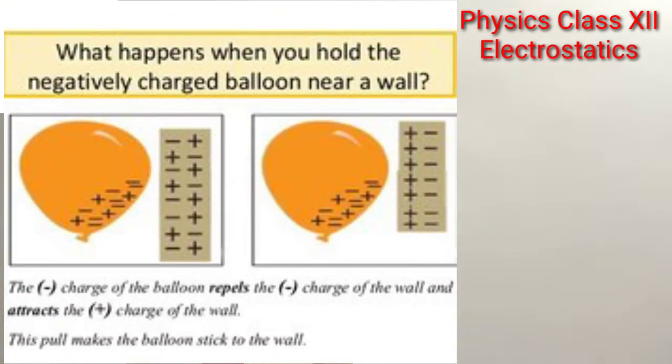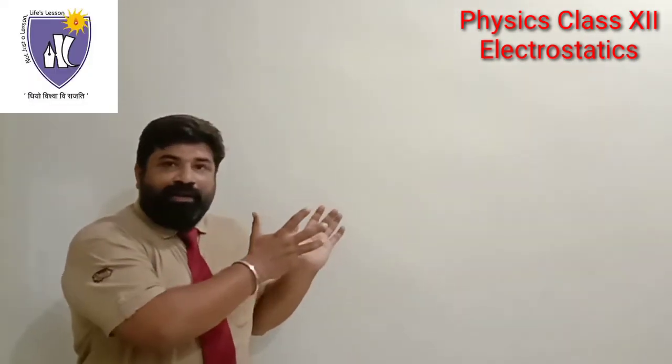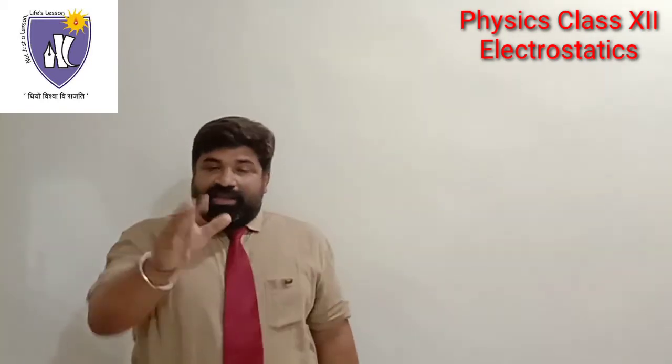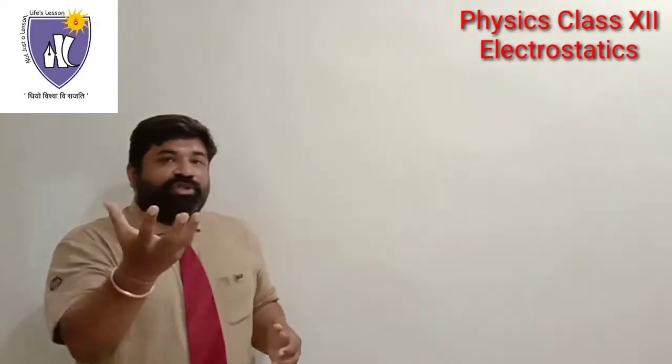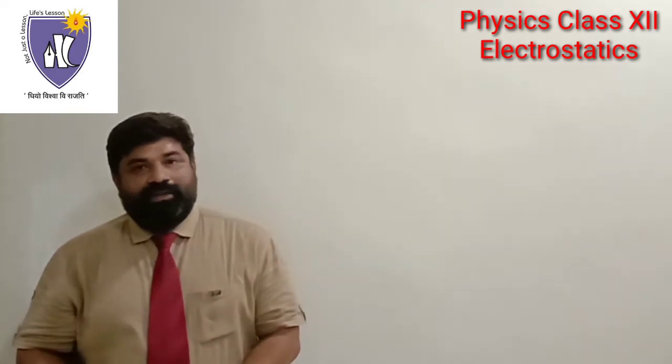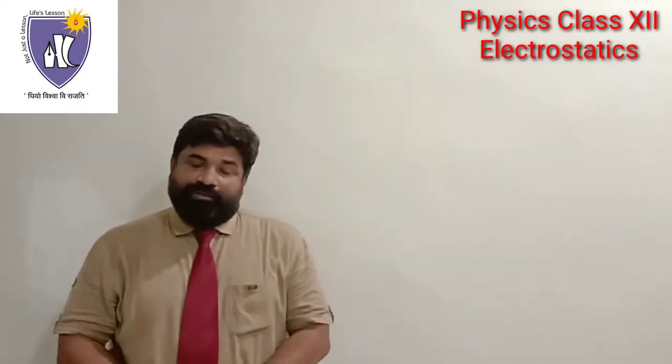So what happens? The charged balloon, maybe positively or negatively, whatever. If that balloon is charged, then it sticks on the uncharged wall. How does it stick? The charges on the surface of the balloon repel the same charges and the opposite charges get attracted. So in this also we can see that one charged body charges another neutral body and it gets stuck over there. That is charging by conduction.